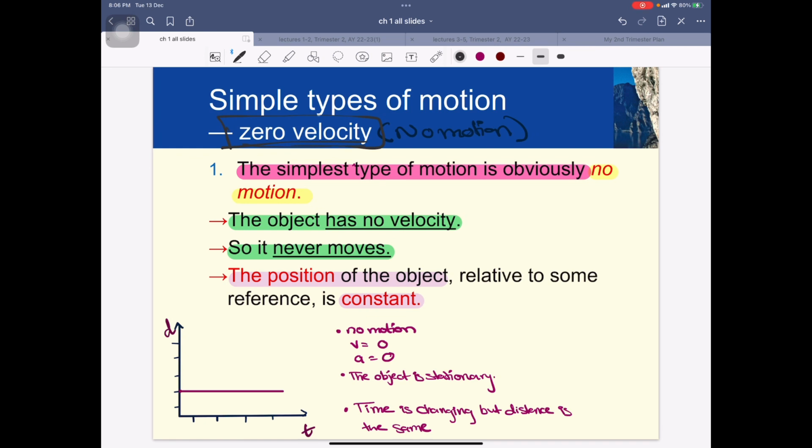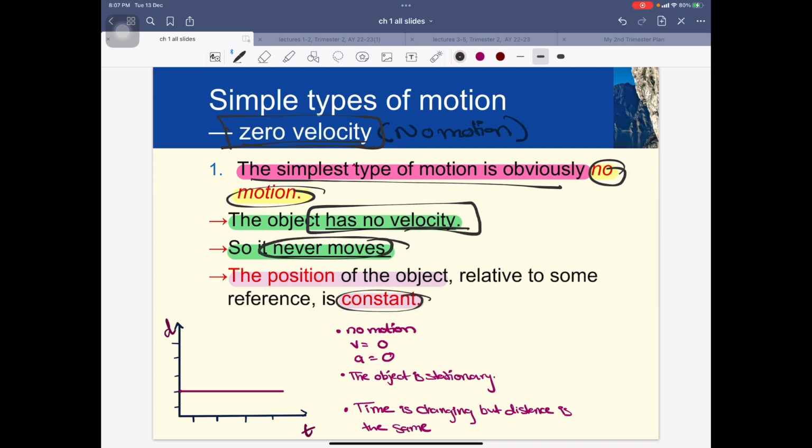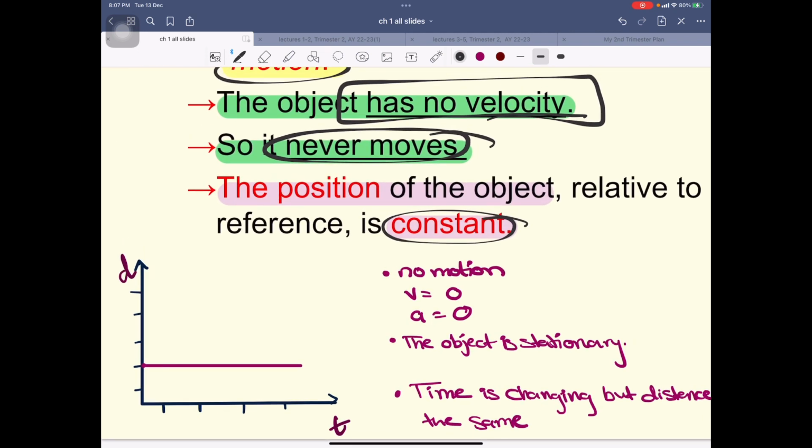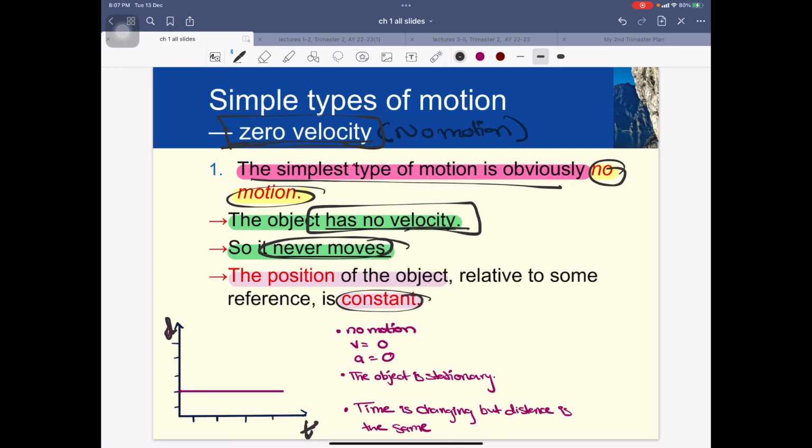So zero velocity, the simplest type of motion is obviously no motion. When the object has no velocity, the object never moves. ما بتتحرك. It's constant. So when I want to plot the velocity, I'm going to plot it on a d versus t graph. When I plot it on a d versus t graph and it's this zero velocity, it's going to be a straight line زي كده.